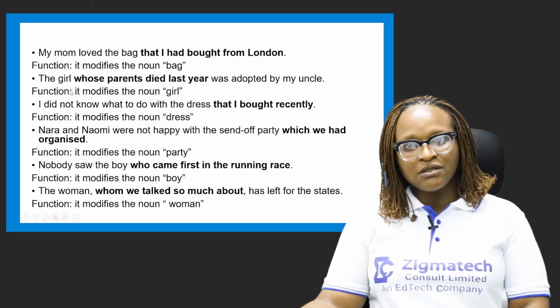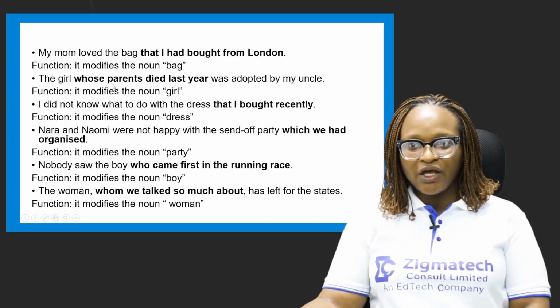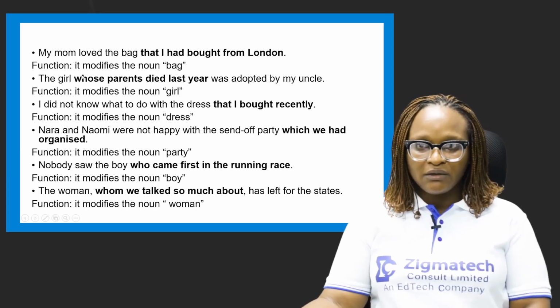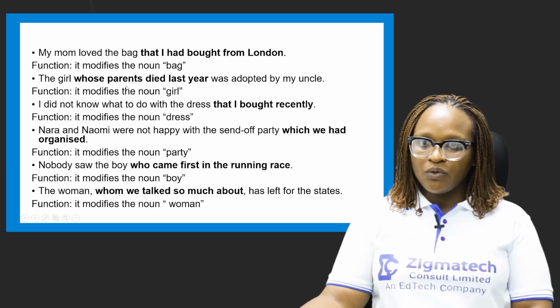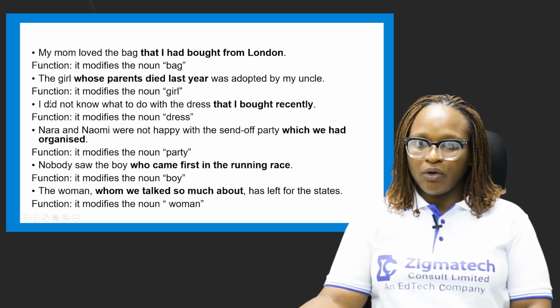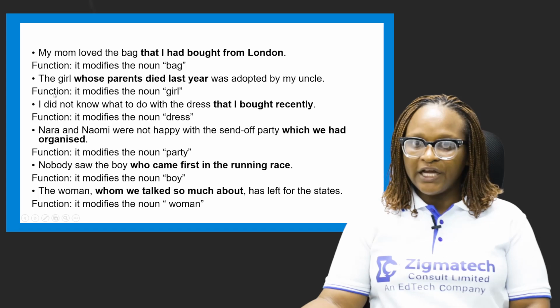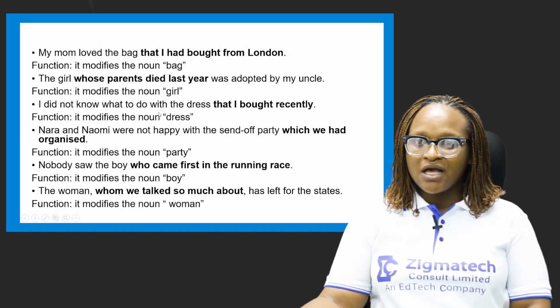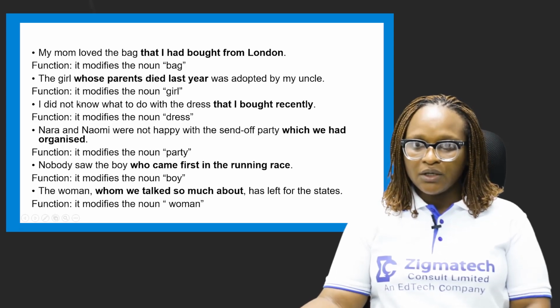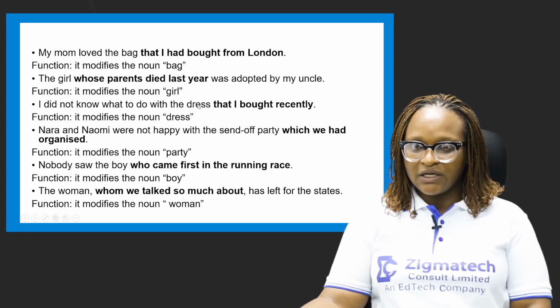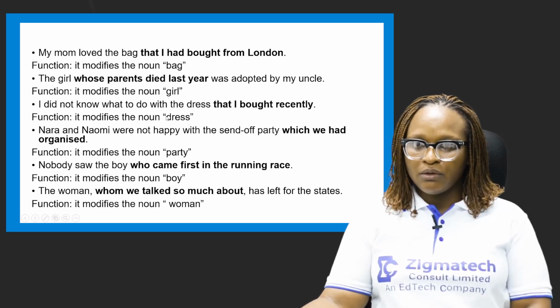Then we'll have the next example, which says, the girl whose parents died last year was adopted by my uncle. Then the function: it modifies the noun girl. I did not know what to do with the dress. This is the noun word, and this is the adjective clause. The function: it modifies the noun dress.